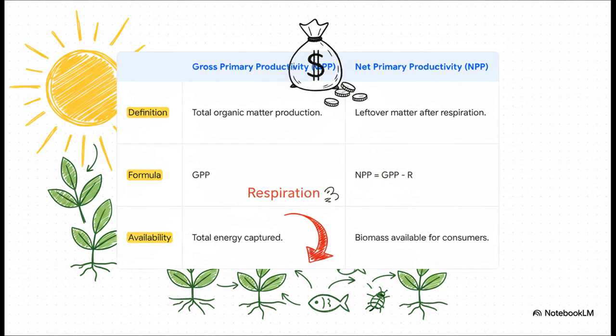So when we measure this energy input, we look at it in two ways. First, you've got gross primary productivity, GPP for short. That's the total amount of energy that plants capture. Think of it like a gross salary. But, just like us, plants have to pay their bills. They have living expenses. They use up some of that energy just to live, a process called respiration. So what's left over? That's the net primary productivity, or NPP. And that is the take-home pay that becomes available for the rest of the food chain to eat.